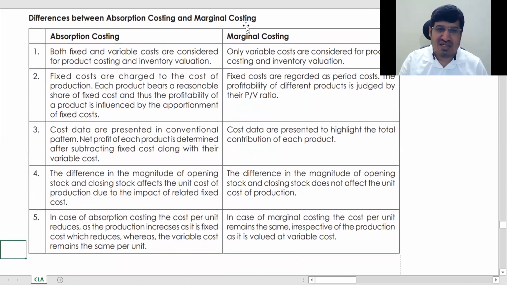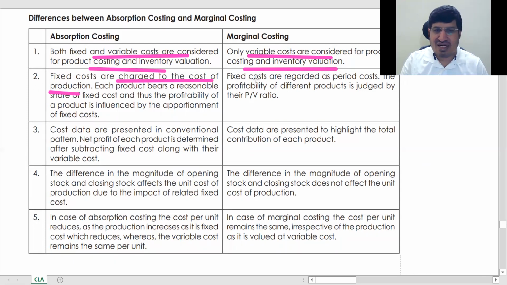And here the same thing is being repeated. Both fixed and variable costs are considered. Only variable costs are considered for inventory valuation and product costing. Here fixed costs are charged to cost of production. Here they are regarded as period costs. So in the end, they are charged off to contribution. This is the conventional pattern as we saw. This is a special pattern, right?